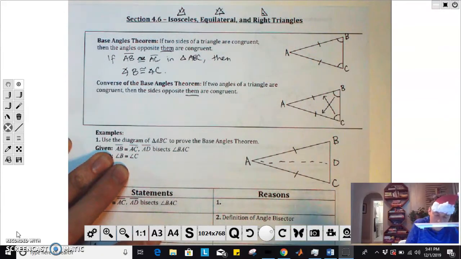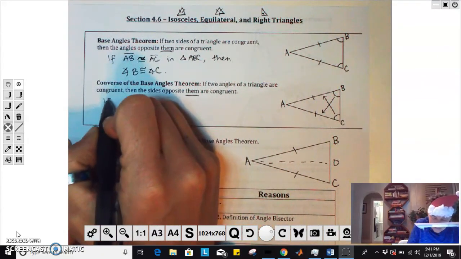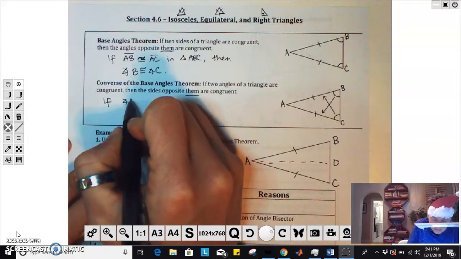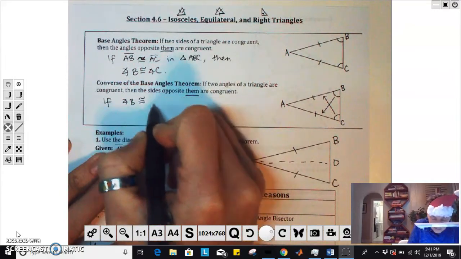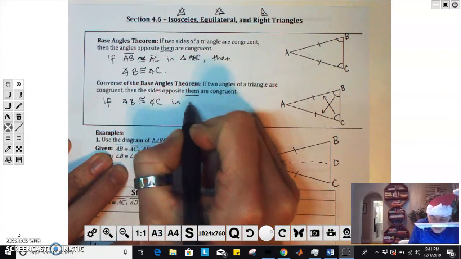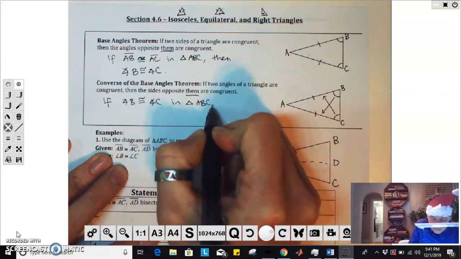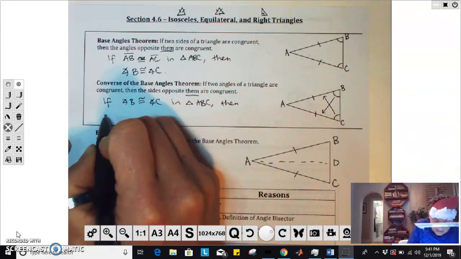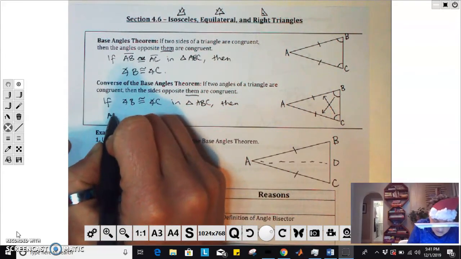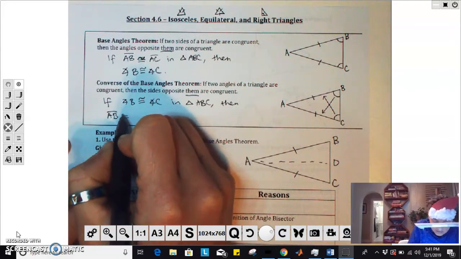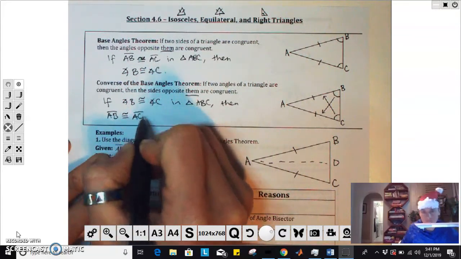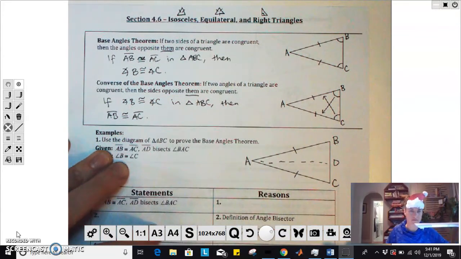They're opposite. So let's write it out in symbols. If angle B is congruent to angle C in triangle ABC, then segment AB will be congruent to segment AC. Nice.